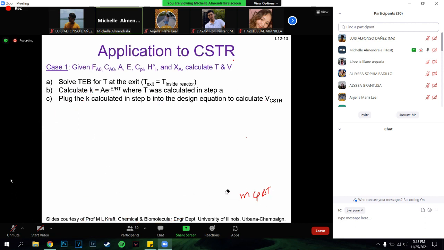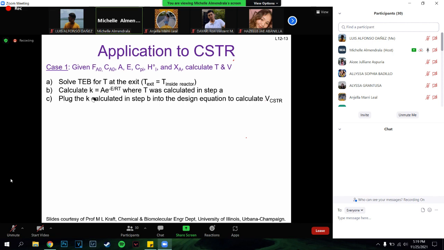This is my lecture 2. So there are two types of calculations involved for CSTR, wherein you are going to solve for T, the exit temperature inside the reactor. So this is the temperature inside the reactor, the final. Okay. And then you calculate therefore for the K, which is a function of temperature, where T is calculated in step A. All right.